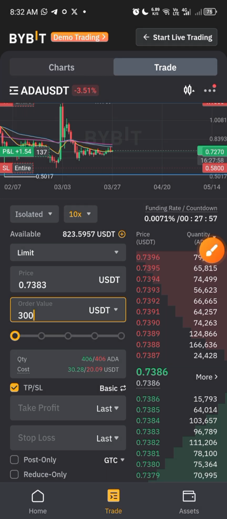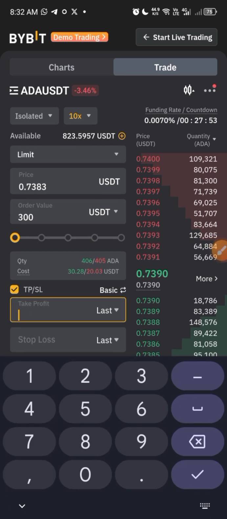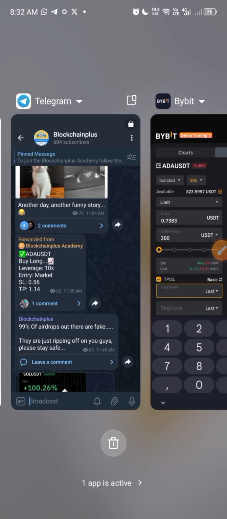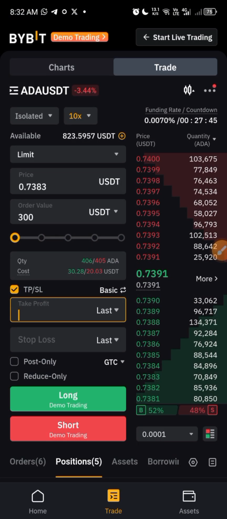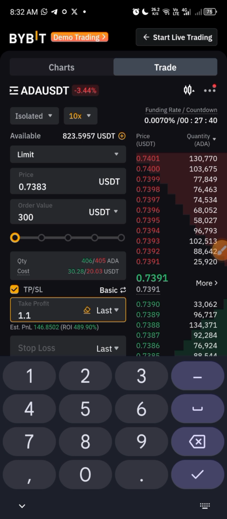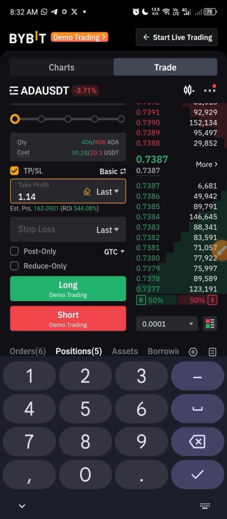So now I'll come to my TP and my SL. You can see take profit here. So let's check the take profit again. Take profit is 1.14, SL is 0.56. So I'll come here and put take profit 1.14. That is over 500%. So with my $30, I can make $163, right? Which is very, very possible.